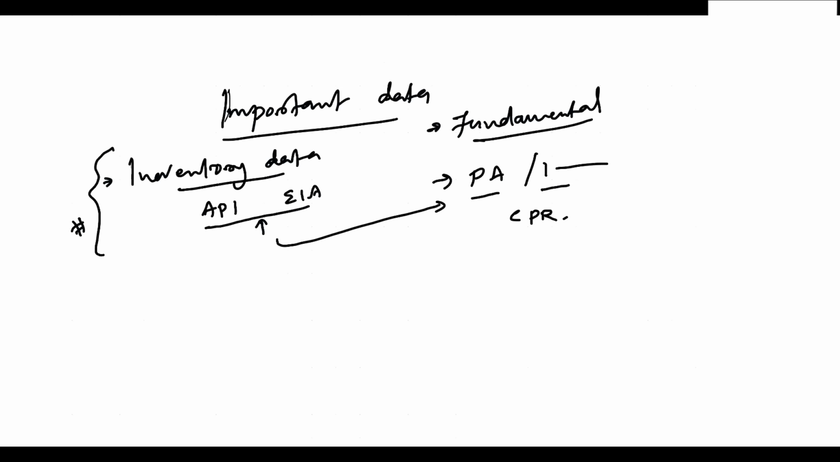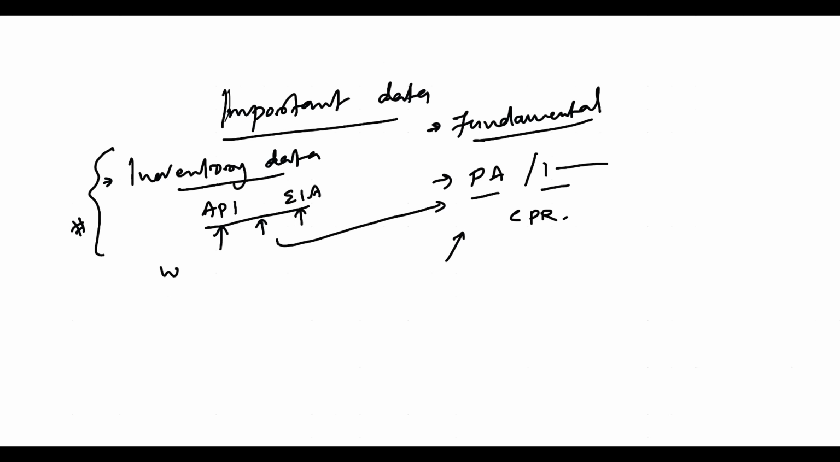Okay, because this inventory data comes weekly. API comes on Tuesday, and EIA comes on Wednesday, so weekly, these two days we need to watch this. So this is very important. So let's get into this inventory data. Okay, so as I told you, it is published every week.